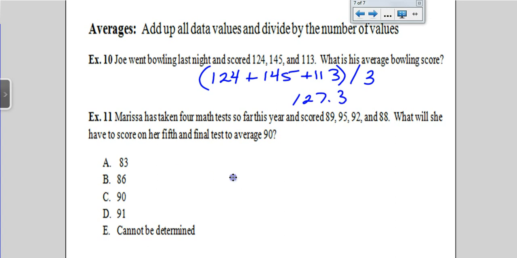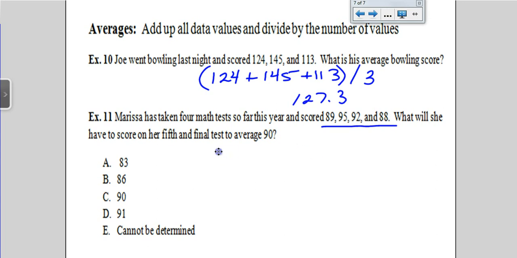Now this is a very typical ACT problem. Marissa has taken 4 math tests so far, and here they are. We're going to assume these are out of 100 points. What will she have to score on her 5th and final test to average a 90? Well, I know to average up 5 tests, I would have to add up all those tests.